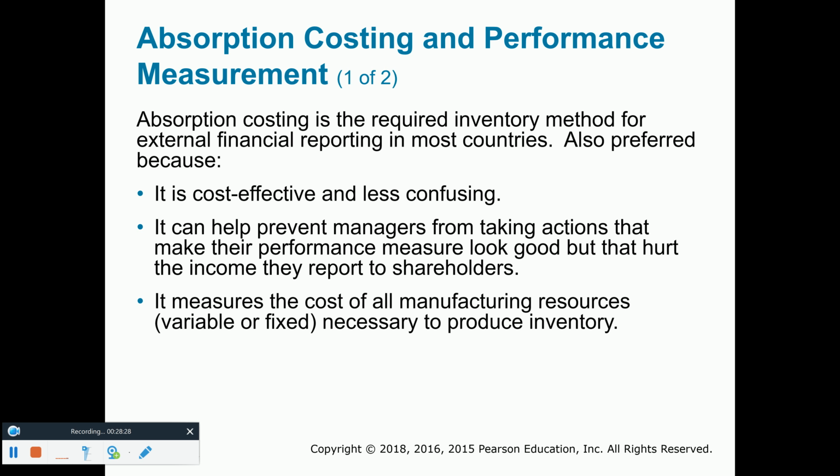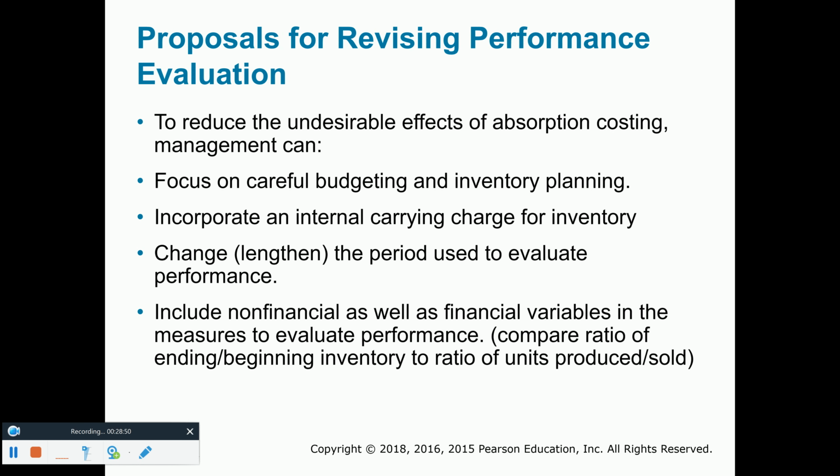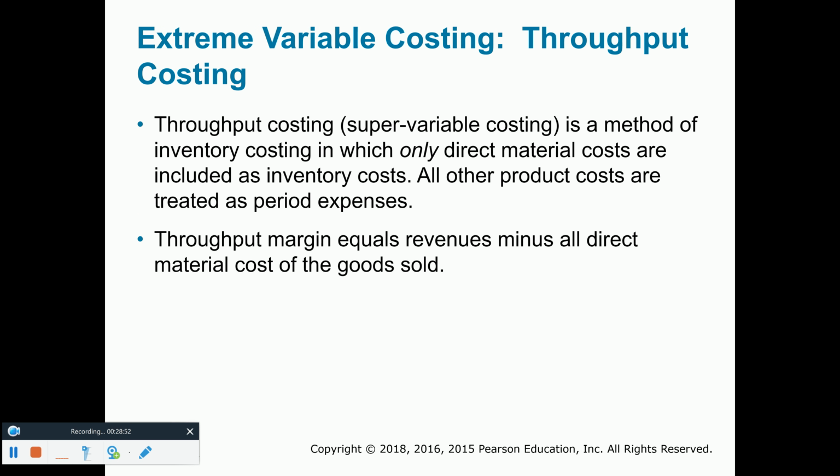And the most important thing with absorption costing is that all manufacturing costs, whether they're variable or fixed. Remember, variable and fixed manufacturing costs are necessary to produce inventory. So it makes sense to include them in the cost of goods sold as they're selling. All right, so this is something that's important.